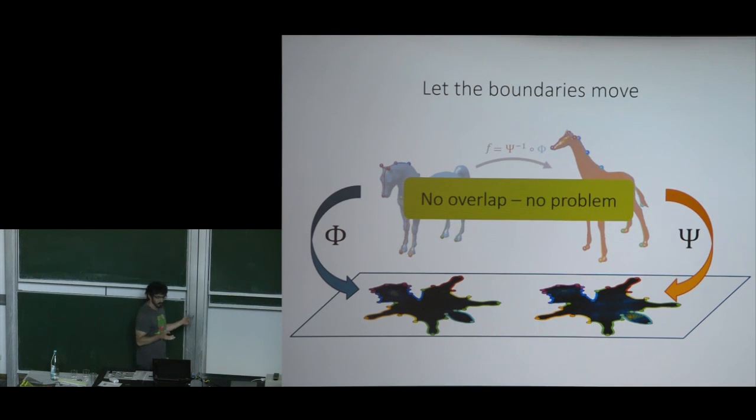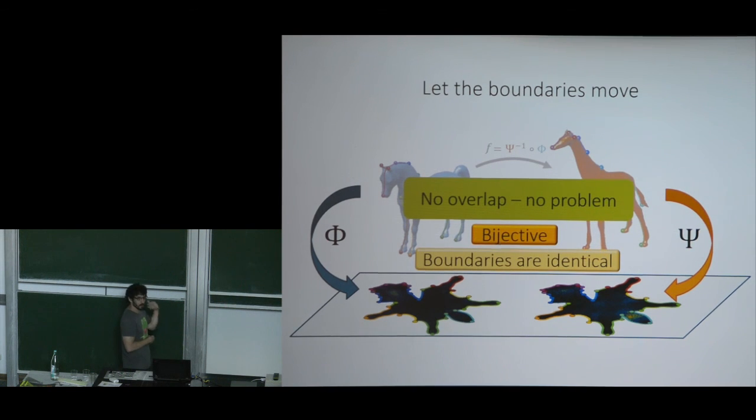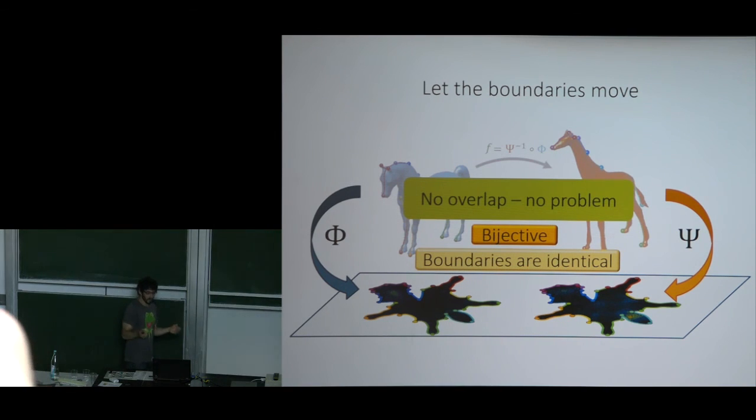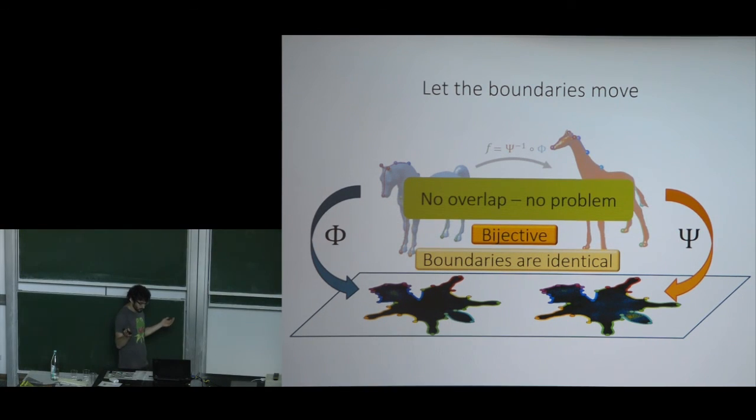If the boundaries don't overlap, we're good to go because we can still ensure by our theorem from earlier that the mappings are bijective if we make sure that no triangles are flipped. And of course, we can make sure that the boundaries are identical. We can simply add it as a constraint to some optimization. And as a result, we're still going to get a bijective surface map between the two surfaces.